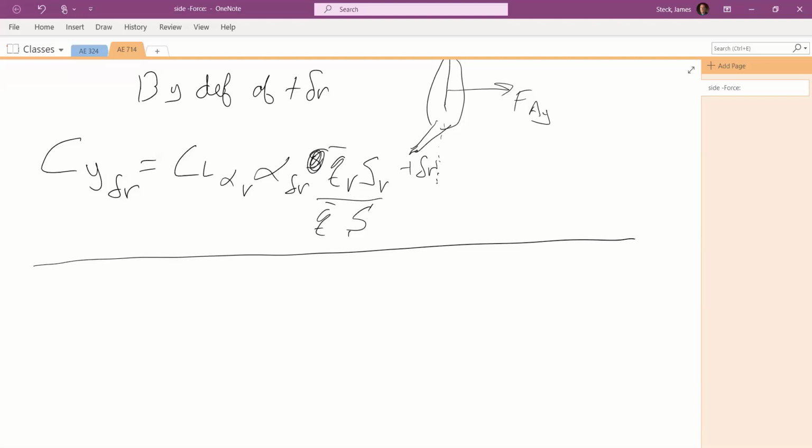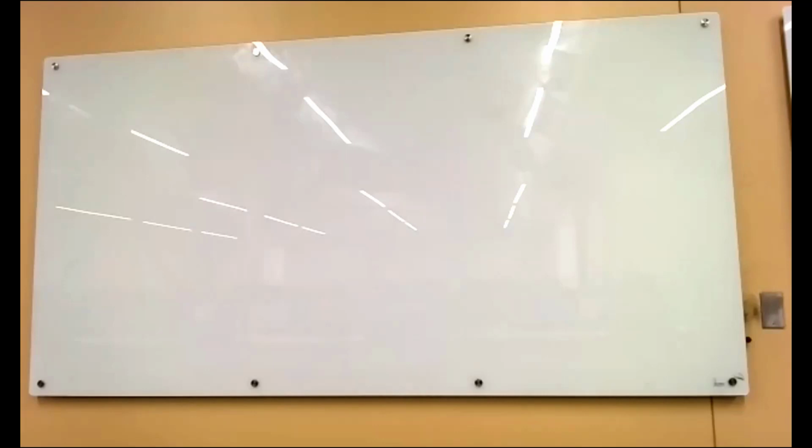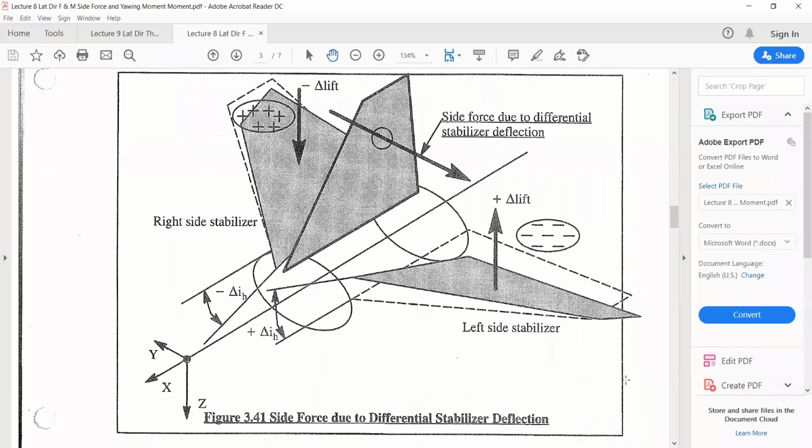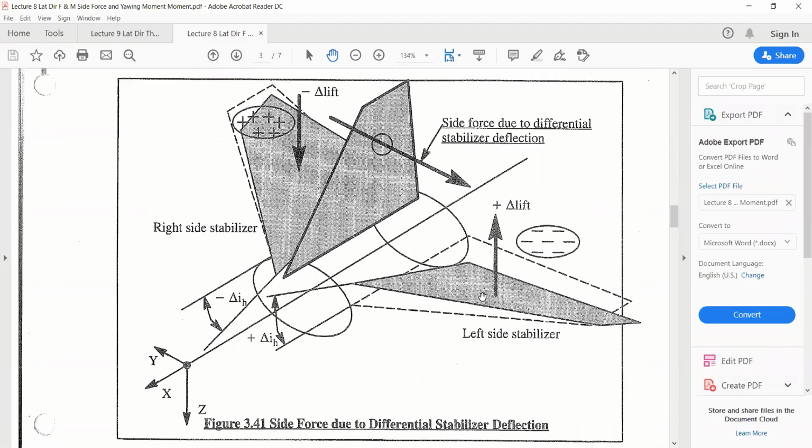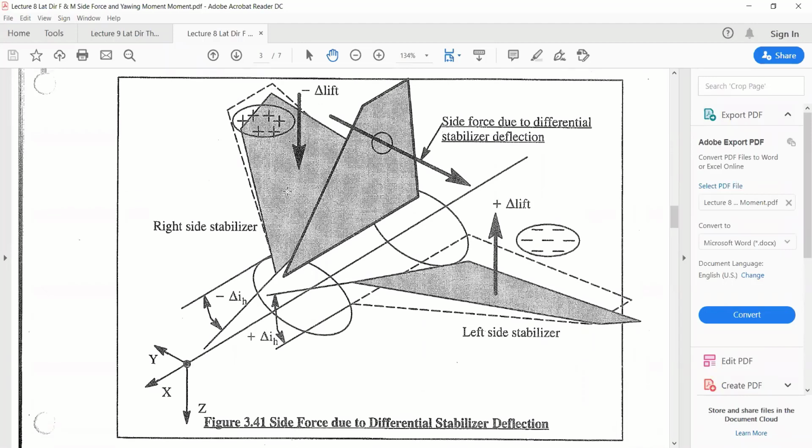So the book talks about how there's some other minor effects. And one of those is what he calls differential stabilator deflection can generate a side force. So what's happening is, notice that this stabilator over here is tilted up, and this one is tilted down over here. So you get more lift on one side, so you get more air pressure, less air pressure, and so that differential in air pressure can cause a side force.